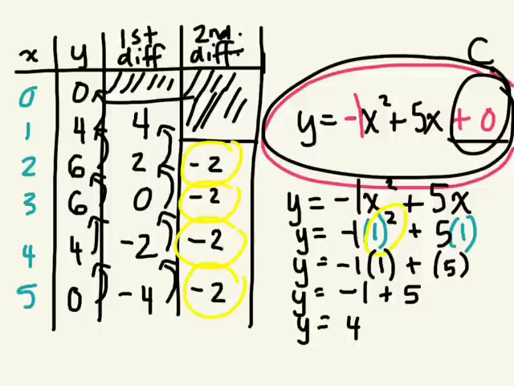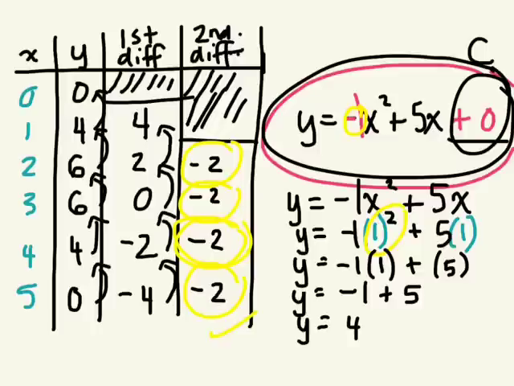So as we can see, the first differences are not the same, so we automatically know it can't be linear. If the second differences are the same, which they are, we know it's going to be quadratic. If the second differences were not the same, is it linear or quadratic, or neither? Neither, okay? So we know this is going to be quadratic.